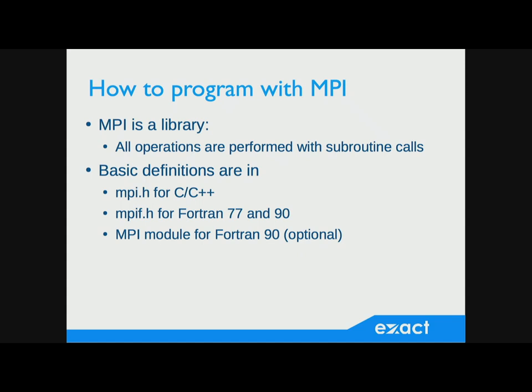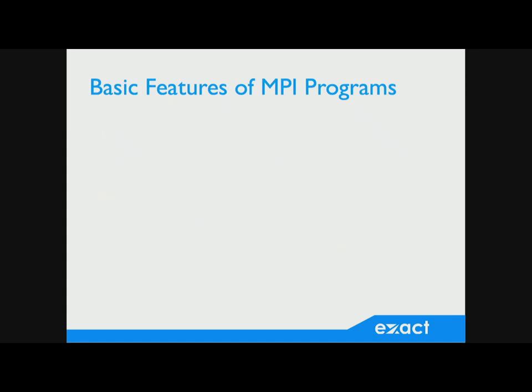So MPI is a library. So our operations are performed by calling some specific routines of this library. And we have basic definitions that are in mpi.h in C and C++, mpif.h for Fortran 77, and if you are a Fortran 90 programmer, you may know that you can use modules, and so you have also the MPI module for Fortran 90. In any case, it's like a standard C library or a standard Fortran library. You have the headers that you insert in your code, and then, of course, what you have to do is compile with this header and then link against the library.